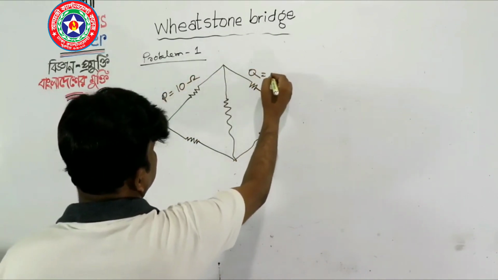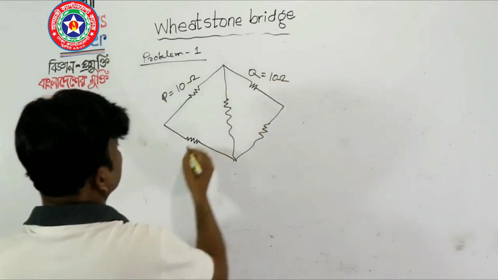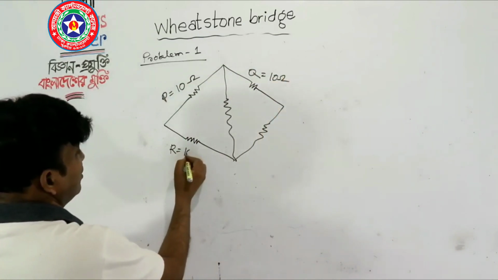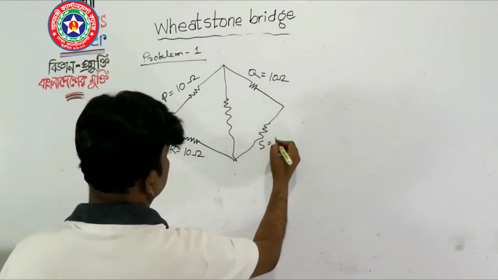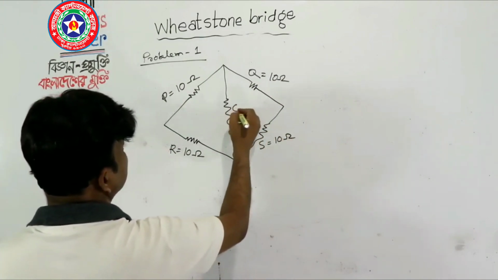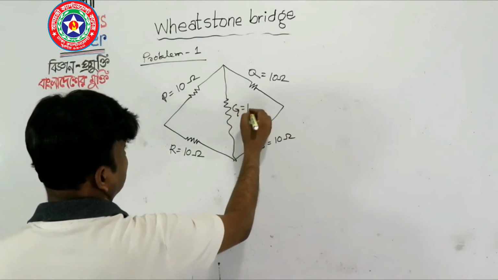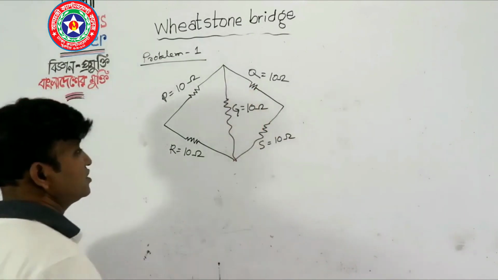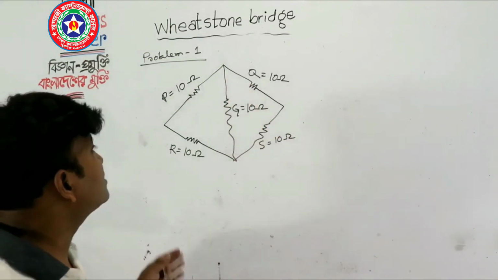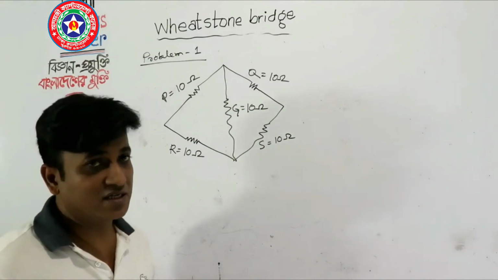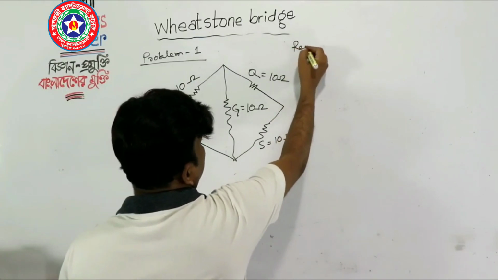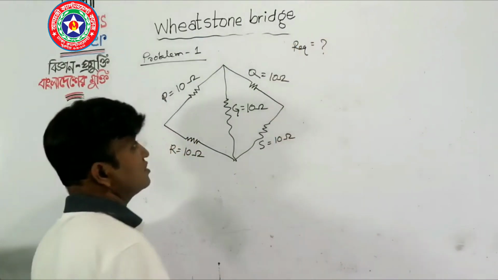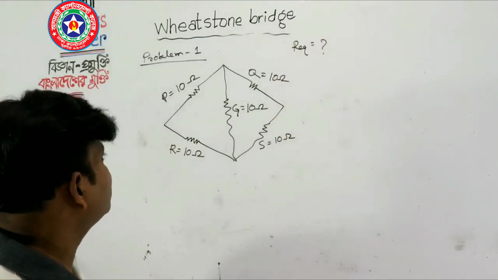Its resistance is also 10 ohms. Here the resistance is also 10 ohms. The resistance of S is 10 ohms and the resistance of this is 10 ohms. Now the question is to calculate the equivalent resistance. Okay, the equivalent resistance R equivalent is what? We have to calculate it.